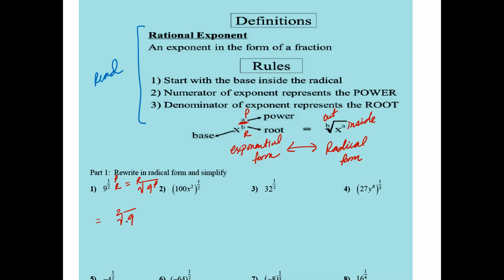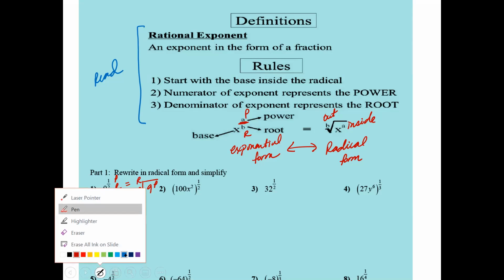My root is a 2. My power is a 1. But remember with the square root, it already has a 2 there, so you don't actually need to write it. And then 9 to the 1 power is just 9, so you don't need to put the 1 there. Let's go on to the next one.